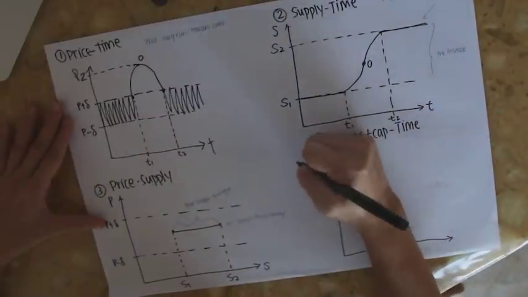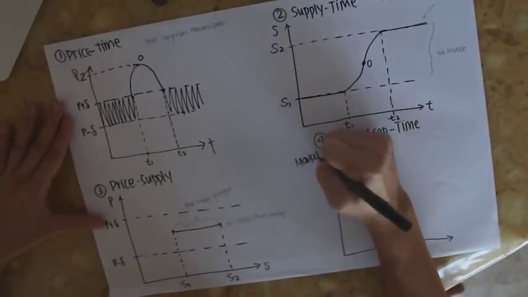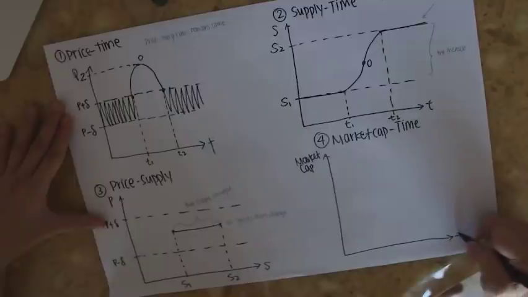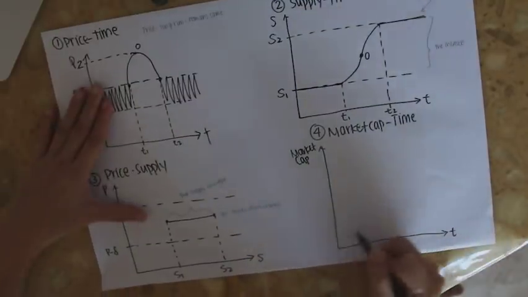And lastly, we have market cap versus time. So market capitalization versus time. We plot market cap over time.